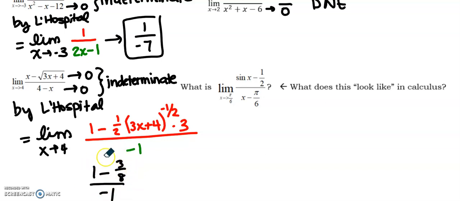And remember, on a free response, that could be your answer. Okay? But also 1 minus 3/8 is 5/8. Divided by -1 is -5/8, which is the answer that we got with all that conjugate work that we were doing before.